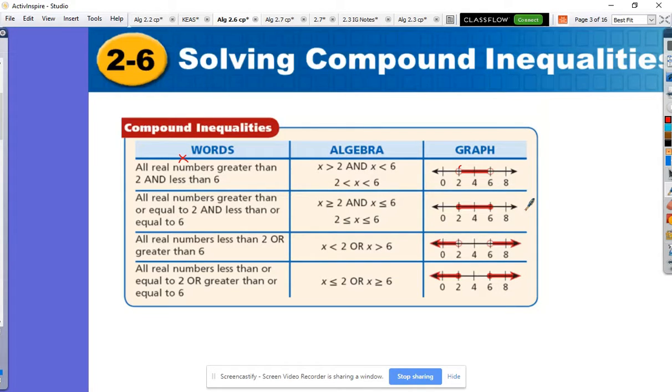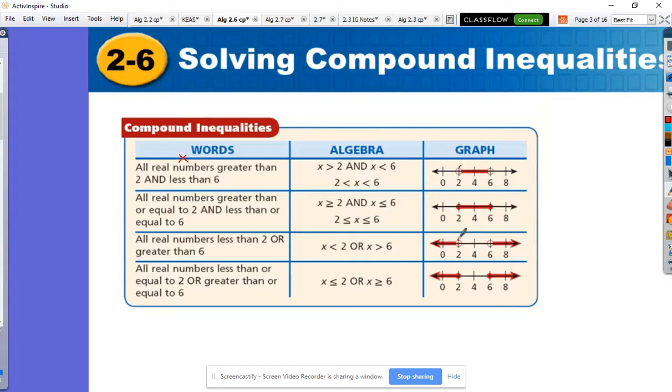All right, the other type we have is "or." So check this one out. All numbers less than 2 or greater than 6. There's only one way to write it, and it's just like this here. We have x less than 2, or x can be greater than 6. So graphing it, it would look just like this.